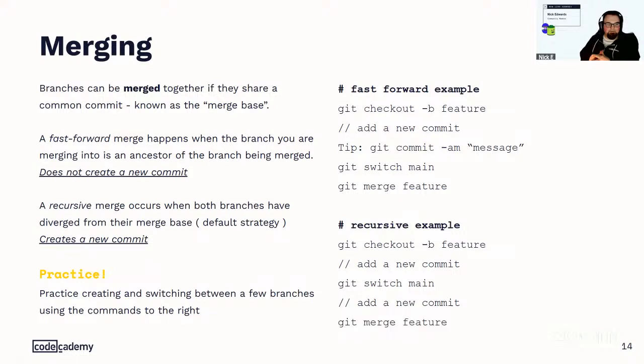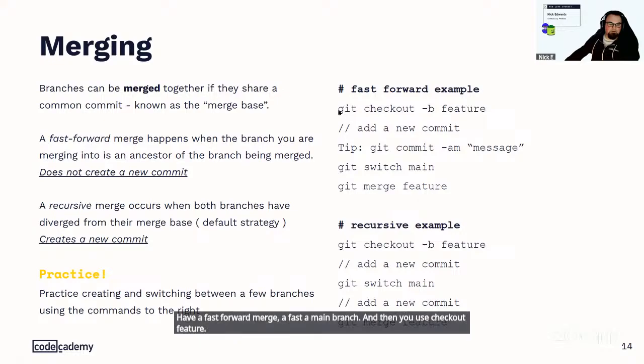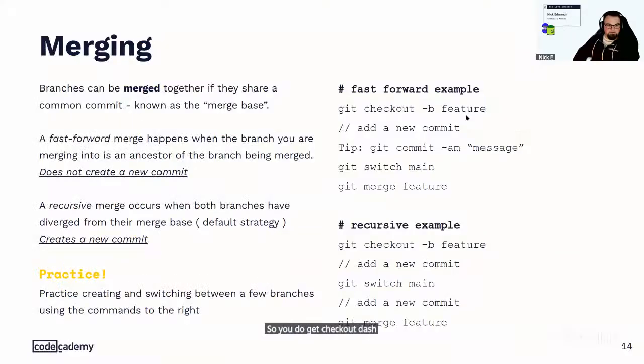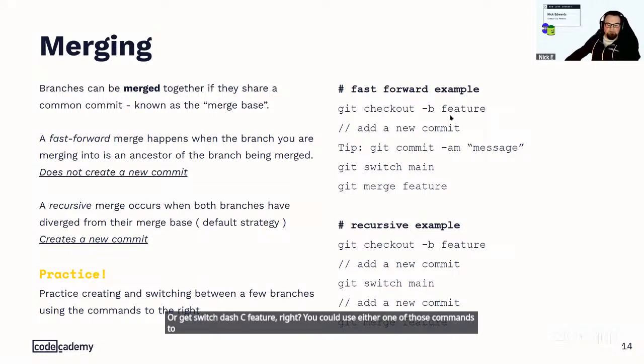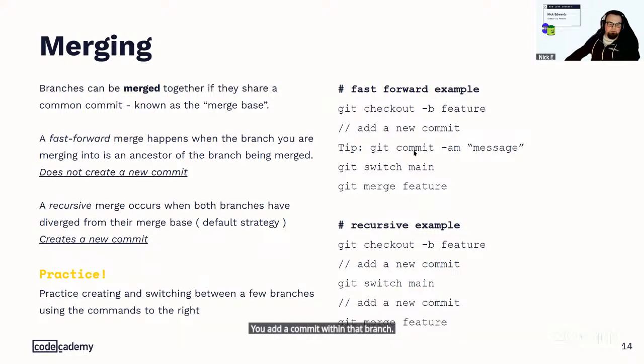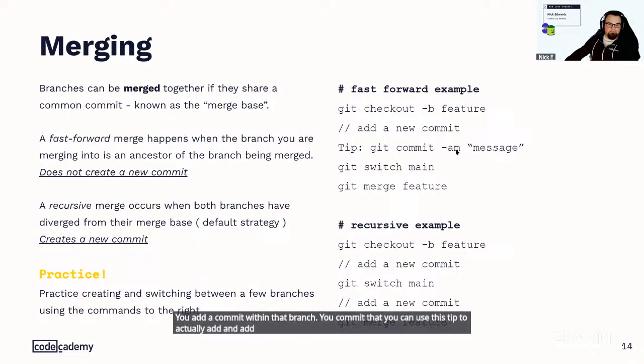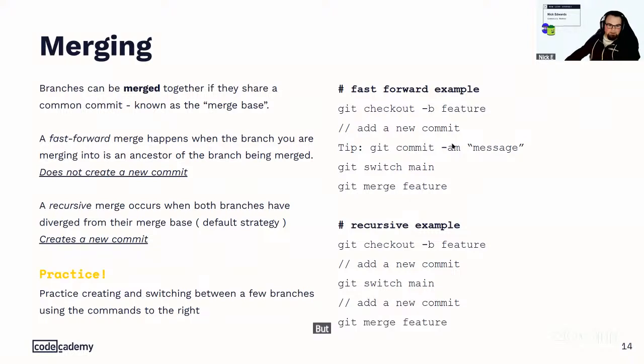You have a fast forward merge. You have a main branch, and then you use checkout feature. So you do git checkout -b feature, or git switch -c feature, right? You could use either one of those commands to create the new branch called feature. You add a commit within that branch. You commit that, and you can use this tip to actually add a message at the same time, -am. But at the end of the day, you create a commit.